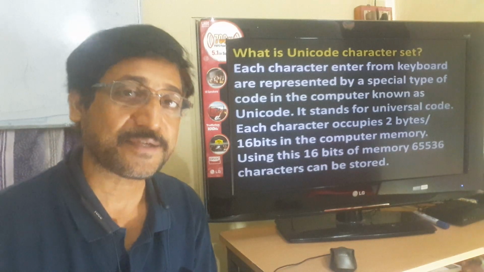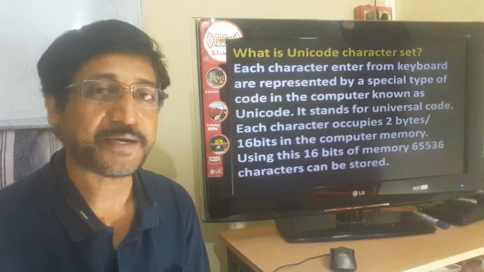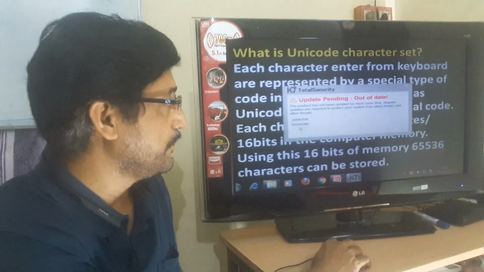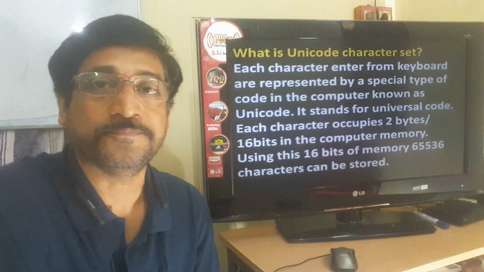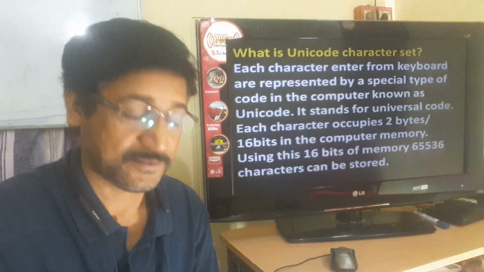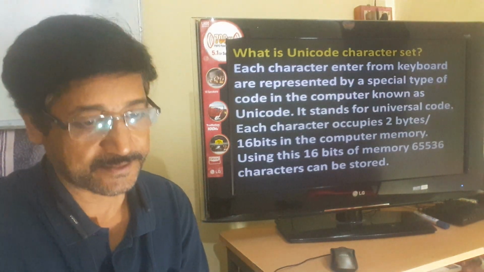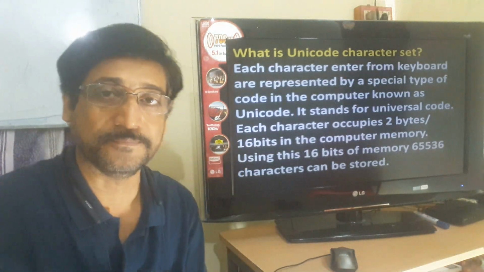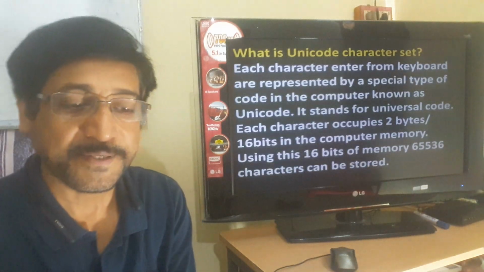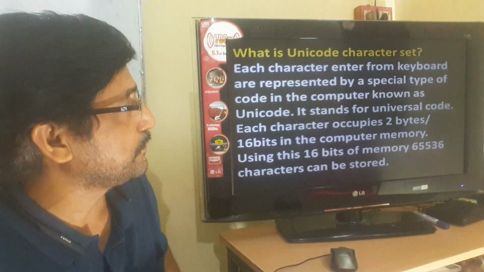Okay, and each character is represented by a number code starting from 0 to 65,535, and this code is known as Unicode. The characters of Java are the characters of a Unicode character set. Okay, one thing more. The characters of a Unicode character set can be represented by means of hexadecimal number code. Okay.